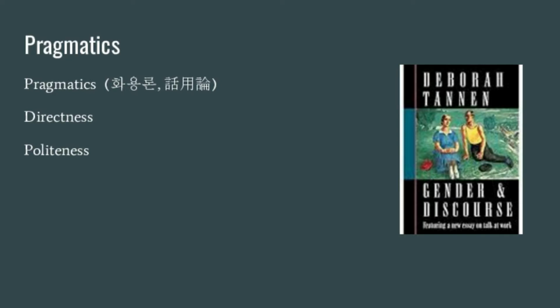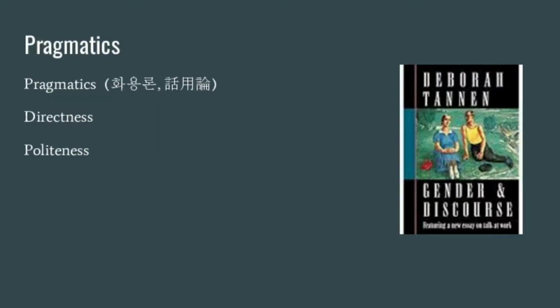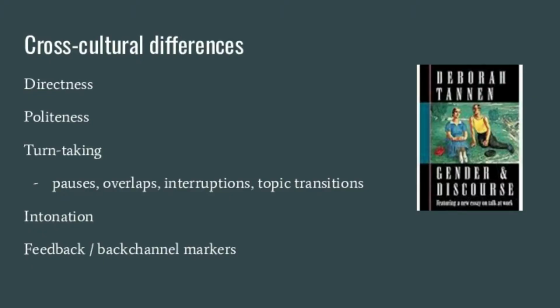So when we talk about cross-cultural differences, as well as differences in different contexts, we can talk about directness. What are some ways that we are direct or indirect in language? Well, we'll see some examples. There are specific linguistic devices or forms that we use to make something more direct or indirect, and other forms of politeness. I'll also ask you to think about turn-taking.